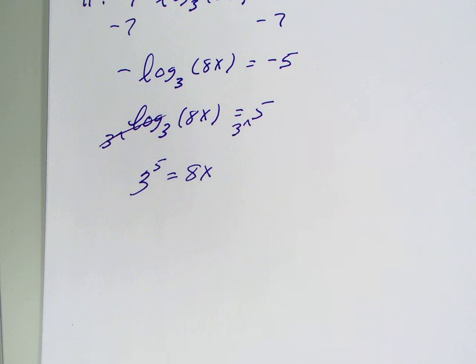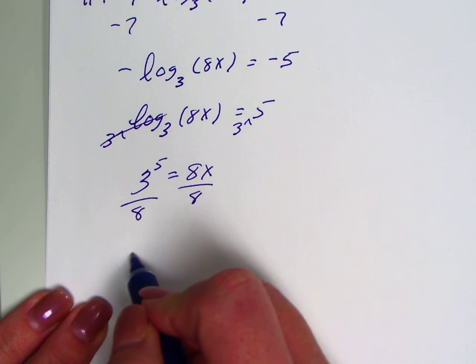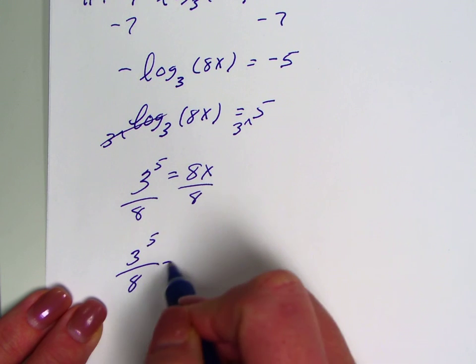The first one we worked a lot with is rewriting from exponential to logarithmic form. So you can still use that. And then our last step here would be to divide both sides by 8. So then you have 3 to the 5th divided by 8 equals x.